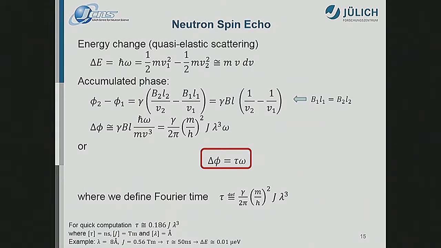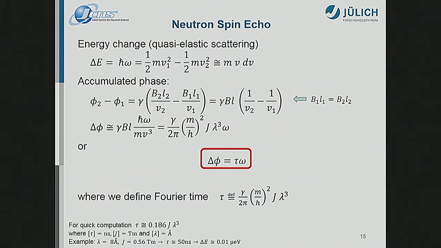But what's really important is this part, gamma over 2 pi J lambda to the power three, we call it the Fourier time, which corresponds to the energy resolution in an elastic instrument. And that change of the phase is just the product of the Fourier time and the energy change that occurs in the sample. So in order to get to high resolution, we can either increase J, which means high field, or it's much cheaper with the neutron wavelength. So by just doubling neutron wavelength, we can octuple the range for our resolution.